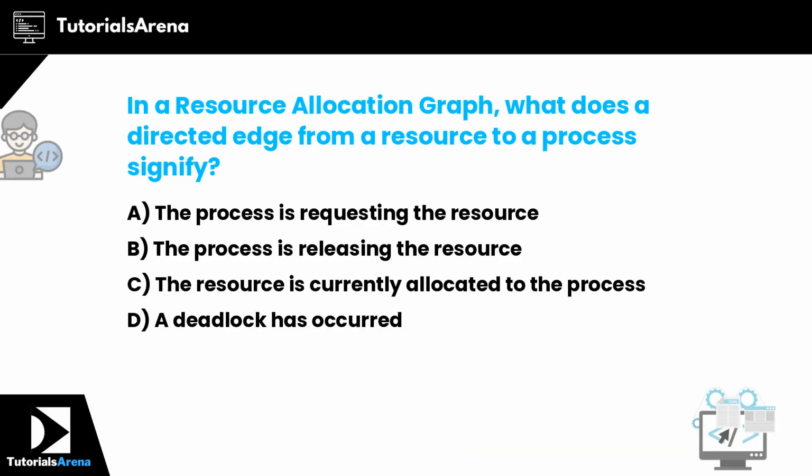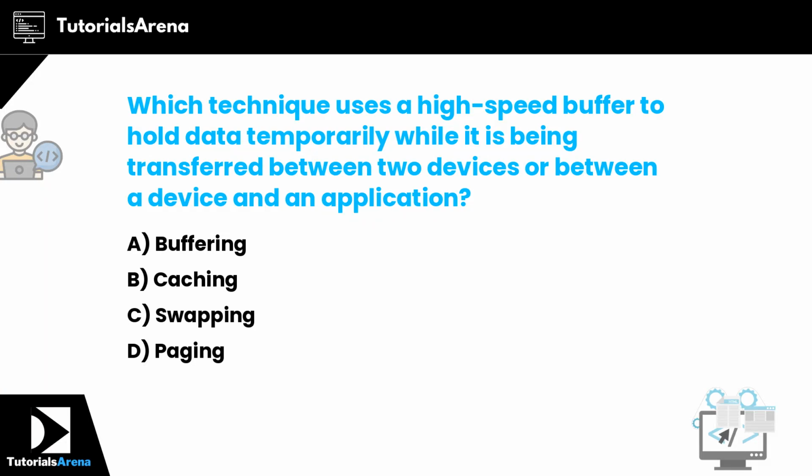In a resource allocation graph, what does a directed edge from a resource to a process signify? The correct answer is option C. The resource is currently allocated to the process. Which technique uses a high-speed buffer to hold data temporarily while it is being transferred between two devices or between a device and an application? The correct answer is option A, buffering.